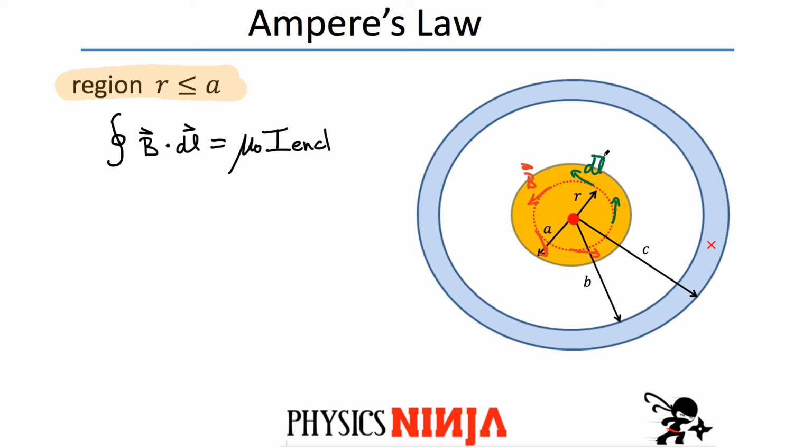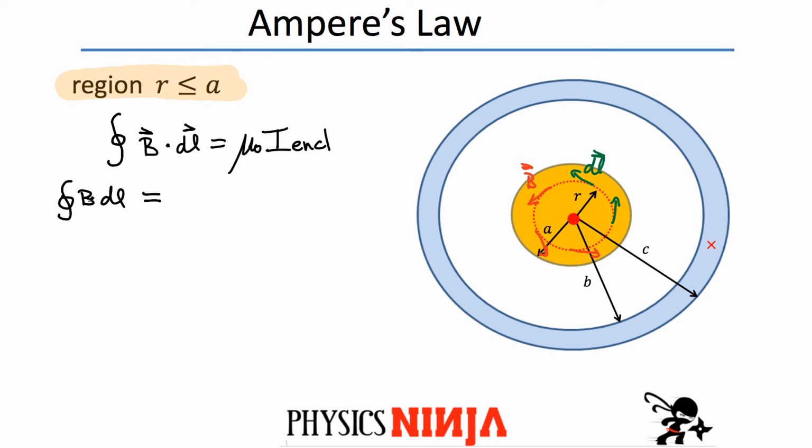So it is also tangent to the loop. That means this scalar product, you can eliminate that, and simply write it as the integral of B times dl. Again, it's the magnitude of the field times the magnitude of all of those dl's. That's it, that's the left-hand side.